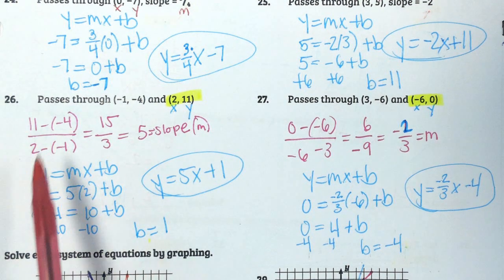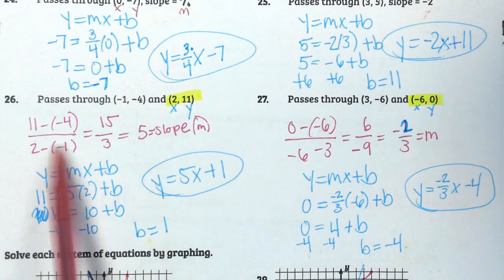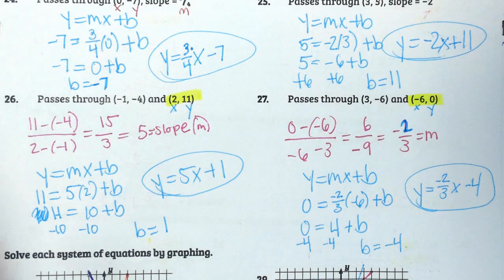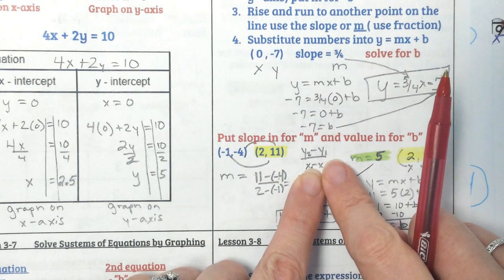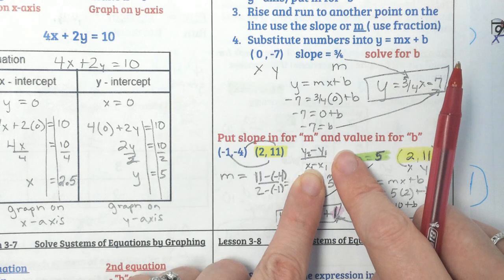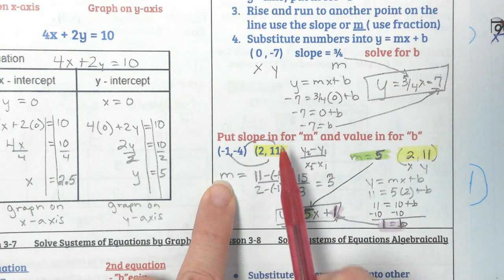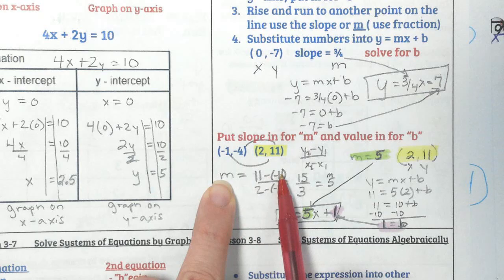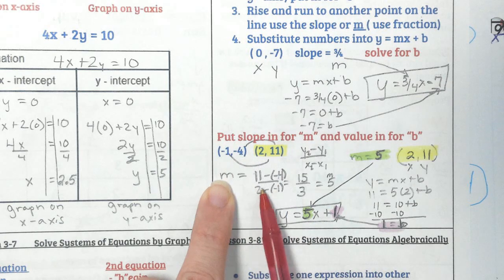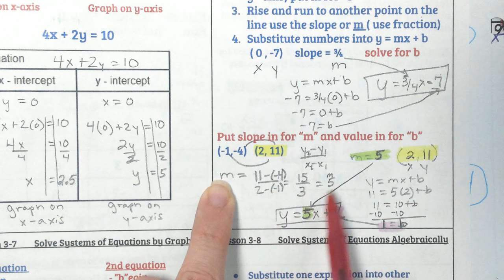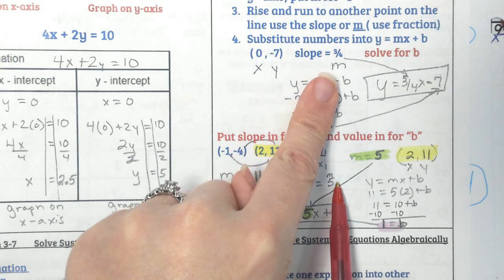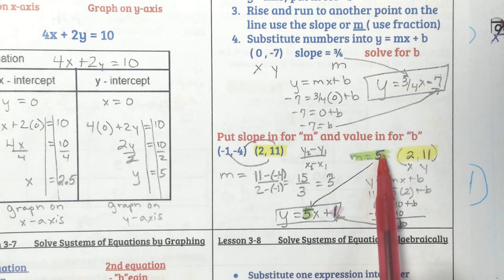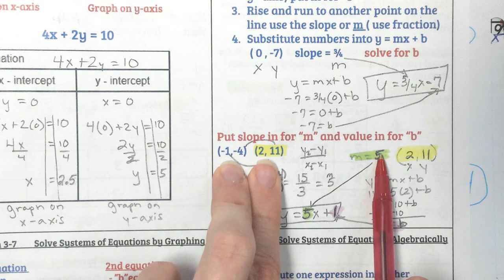On the next one, it's the same work except now we have to find our slope first, which they show you here. They show you have to do y2 minus y1 over x2 minus x1 first. So I did 11 minus negative 4 over 2 minus negative 1. That was 15 divided by 3, which is 5. Once I have my slope, it's the same as the thing above. Use my slope, pick one of the points.